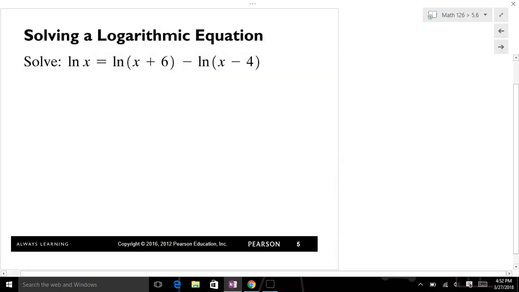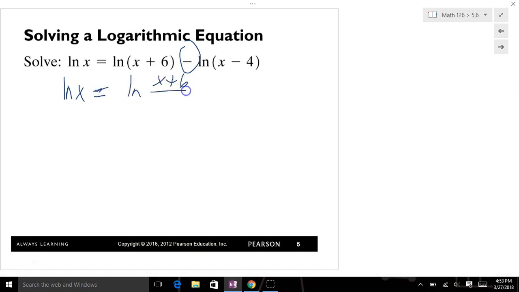Now here we got natural logs. You notice we got a minus between them, so again we're going to condense these. Keep the natural log of x over here. On this side we got x plus 6 over x minus 4.